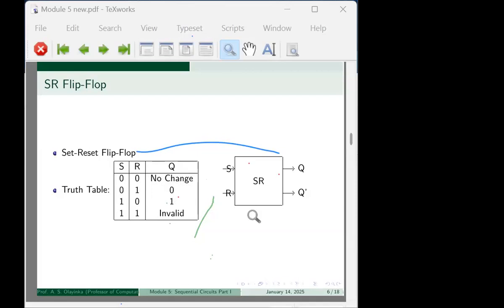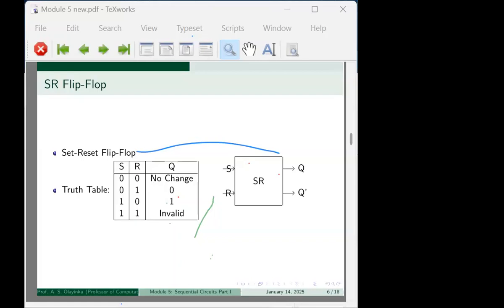Is that understood by everybody? Yes, sir. Is there anybody who doesn't understand what I've just explained? No, sir, we understand. But I don't understand, sir. Which parts don't you understand? The set reset flip-flop itself, sir, using the truth table.